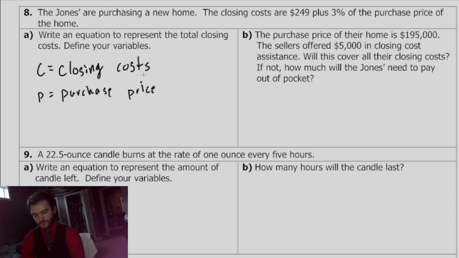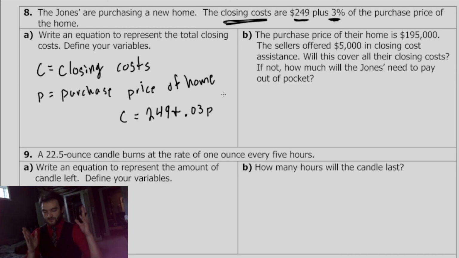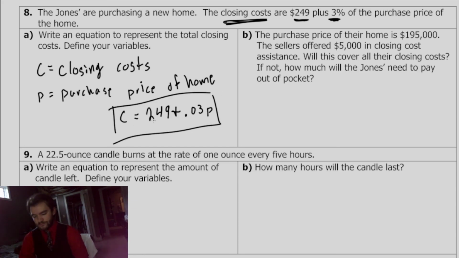Now we need to write an equation to represent the total closing costs. Define your variables. So closing costs are 249, so a 249 flat price. Oh my gosh, why did I put equal? Plus. Now I'm going to look at 3% of the purchase price of the home. So I need to know what the home price was. So purchase price of home. So I get 3%, so 0.03p. That basically says that if I take 0.03 times whatever p is in that scenario, that's 3% of it. Cool. Great, and that's our equation. Boom, done. 249 flat. No matter what the purchase price of the home is, it could be a multi-billion-dollar home or like a $500 hut in the middle of the street, I still have to pay $249.